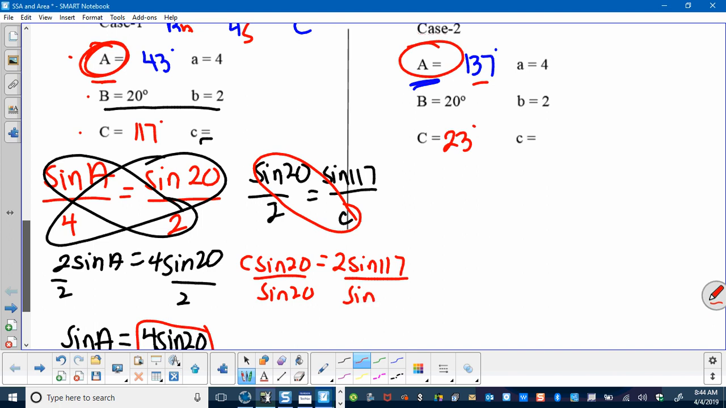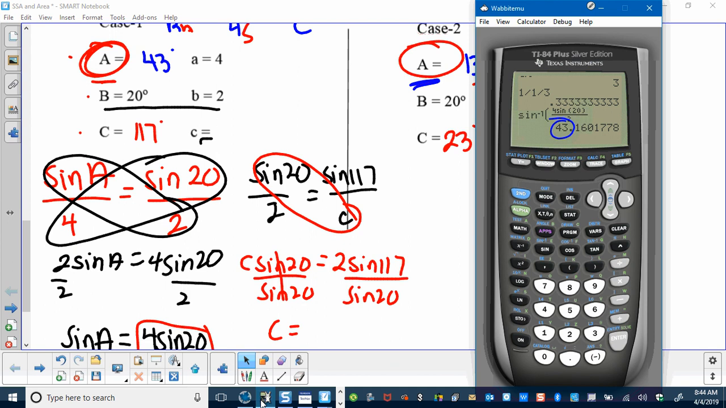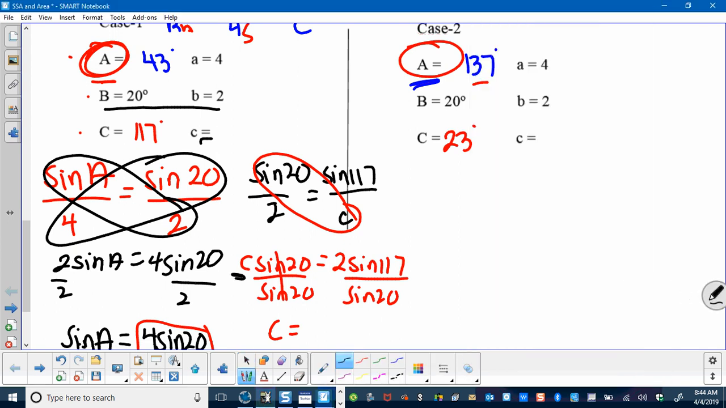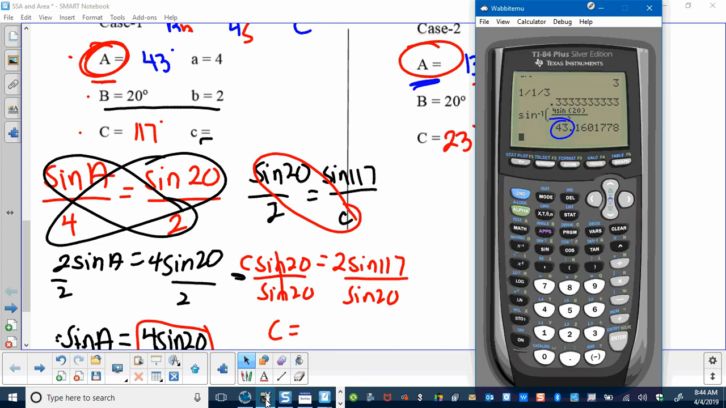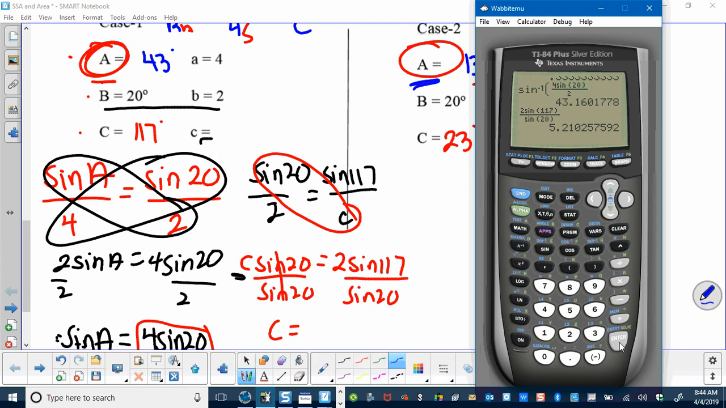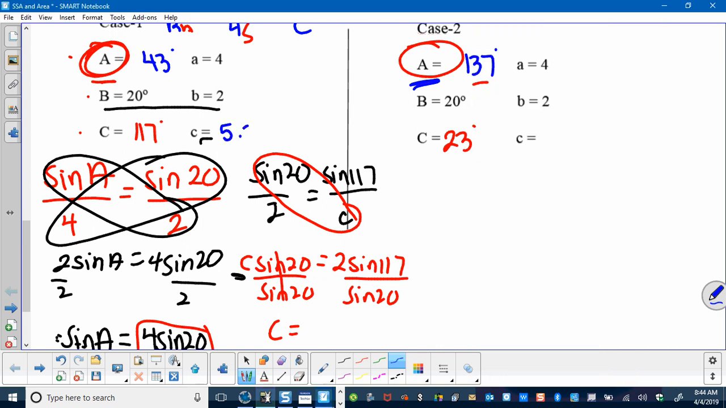Do I have to type inverse sine this time? The answer is no, because I don't have the word sine left over here on the left. Here I had the word sine. I had to type inverse sine. Here I just have letter c, so I'm good to go. So I'm going to type alpha y, enter, 2 sine 117 over sine 20. Enter again, and I get this side is 5.210257592, probably goes on. Sides, we're going to round to the thousandths as usual, so this will be 5.210 for our first side, c.